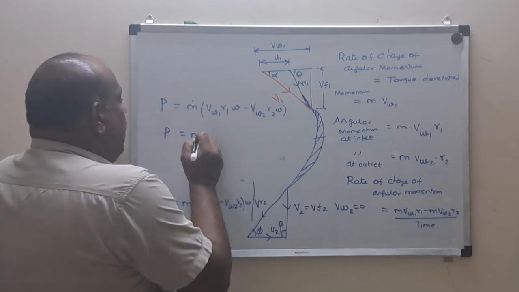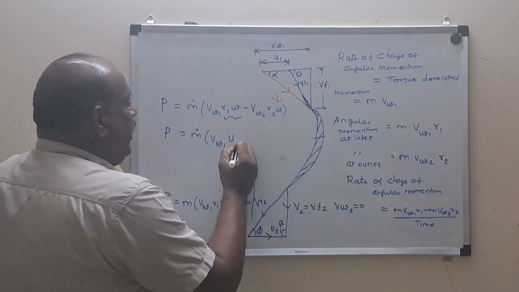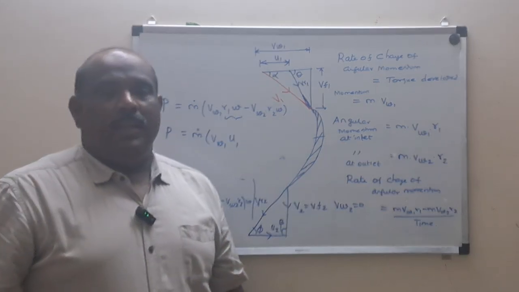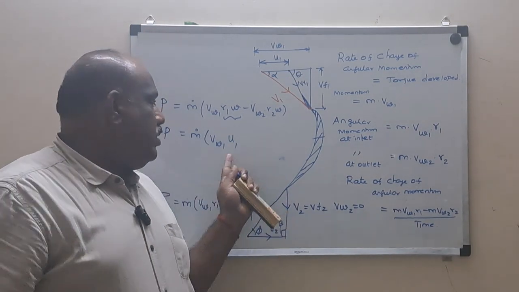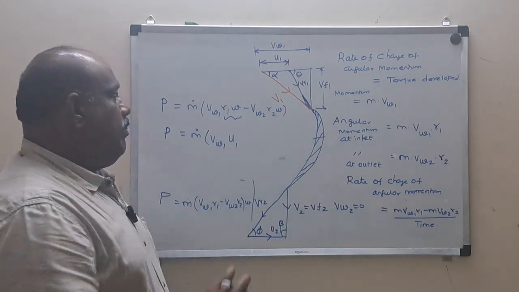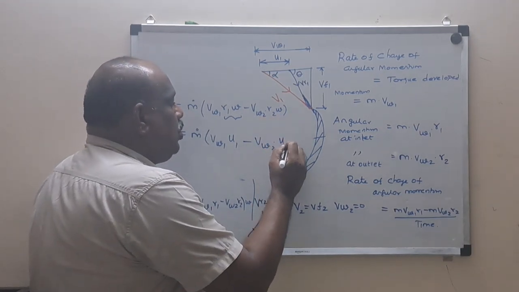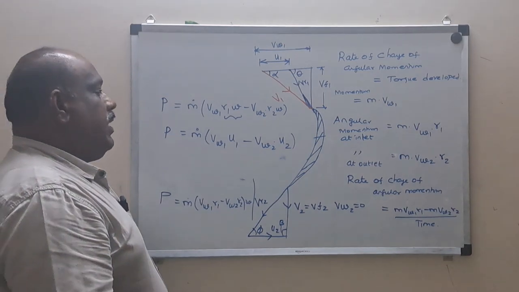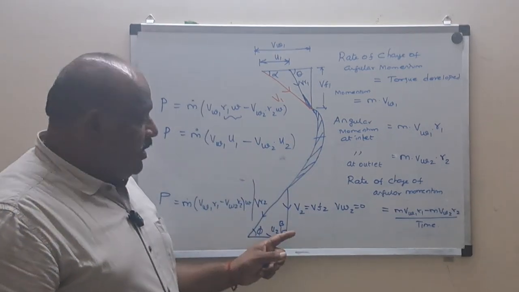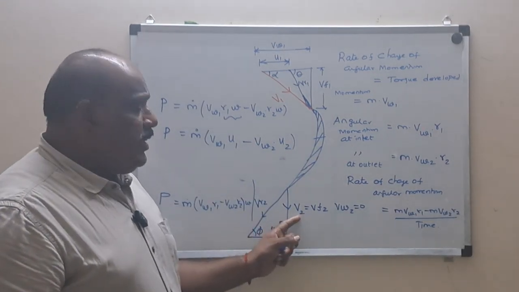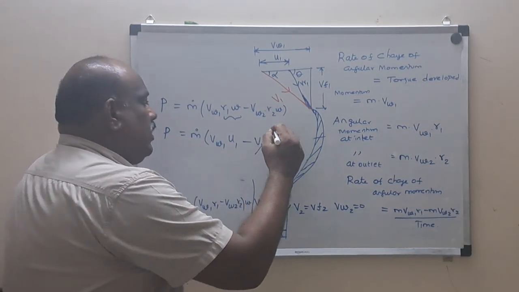So power will be equal to m dot into Vw1. Instead of this R1 omega, I can put U1. Why U1? Because V equals R omega, and here it is nothing but the rotation of the impeller. So it is U1. Our aim is to rotate the impeller, minus Vw2. What is R2 omega? It is U2. But we can see here that Vw2 equals 0 from the velocity triangle. From the exit or outlet velocity triangle, we see that V2 equals Vf2, which means Vw2 equals what? 0. So I will strike this term out.